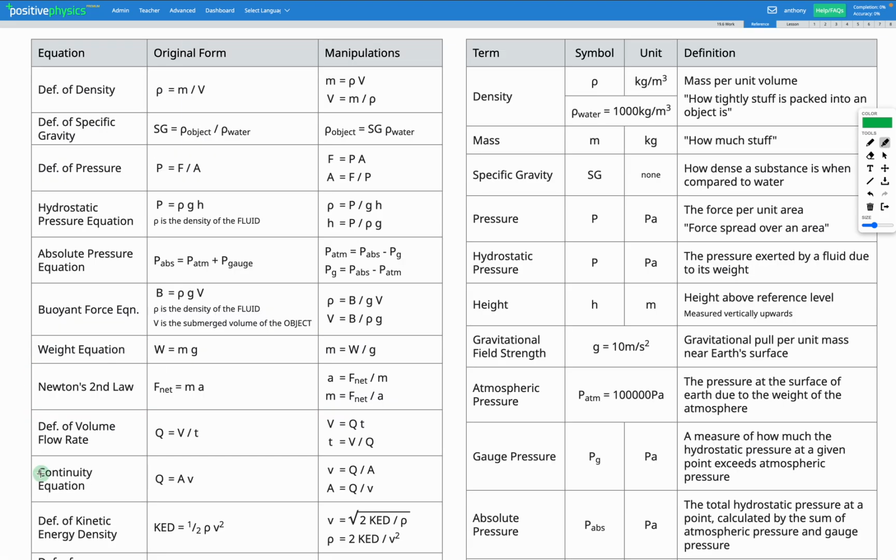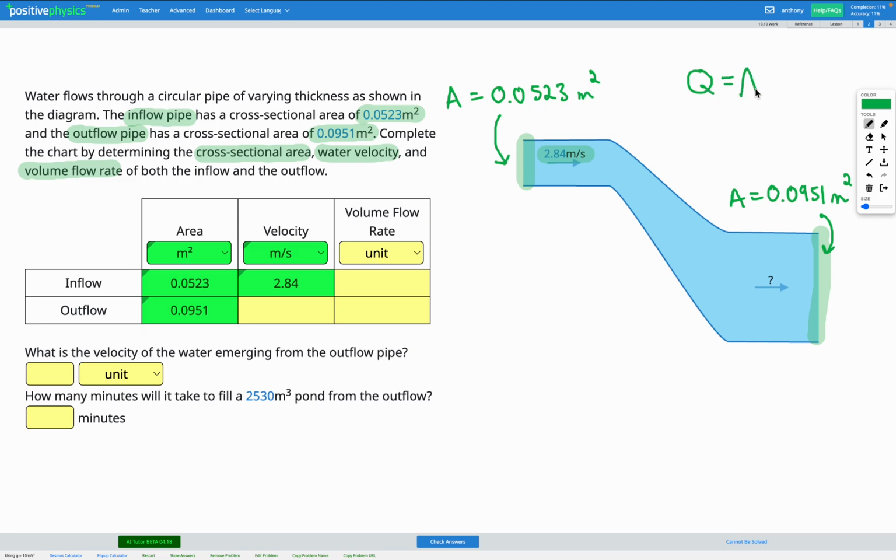And down here we have the continuity equation. It says Q equals AV. So here, A, that's our area. V, that's our velocity. And Q, that's our volume flow rate. So the volume flow rate is the volume of water that flows past a point every second. So it's like speed or velocity, but it also includes the area. So it's to do with the volume of water going past. To find that, we multiply the area or cross-sectional area of the pipe and the velocity of the water together.